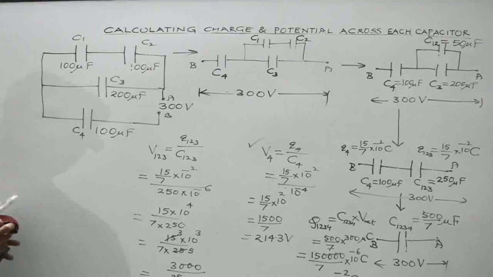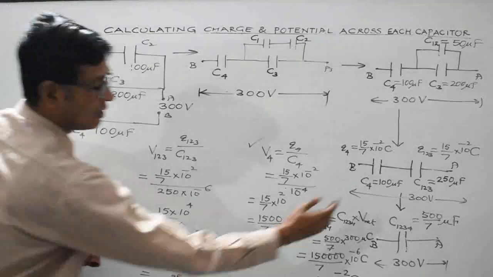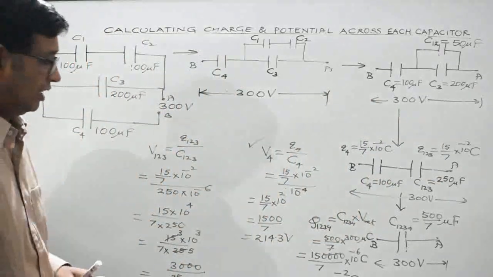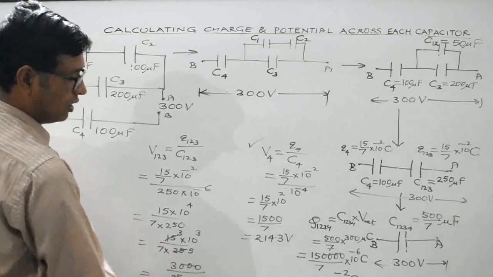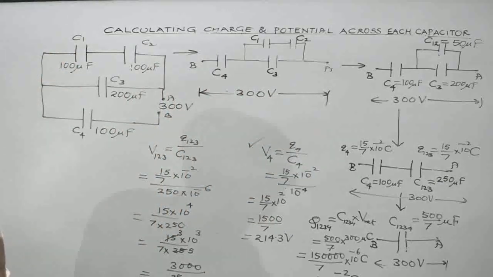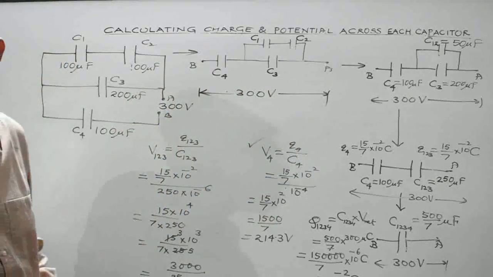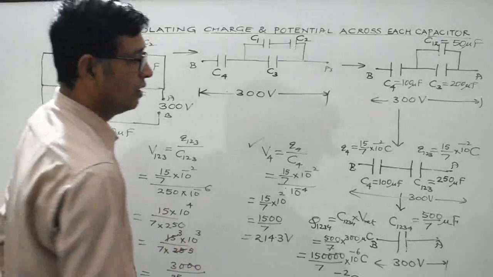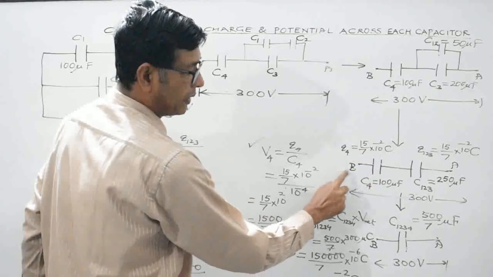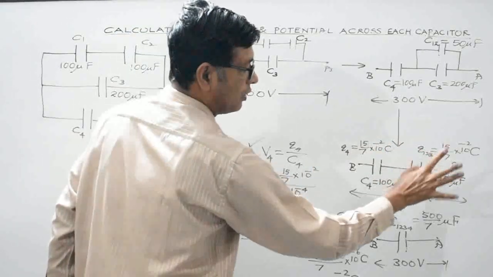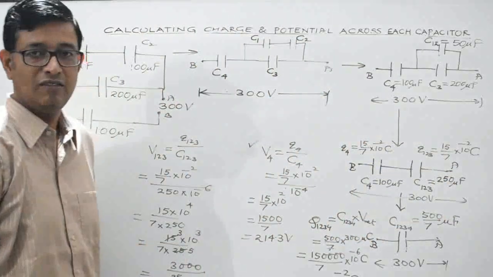Now look, if you add these two, you will get 300 volt. If you add these two, 214.3 plus 85.7 volt, you will get that value. Isn't it? So what we have obtained is, we have obtained Q4, we have obtained V4, we have obtained Q123, we have obtained V123.